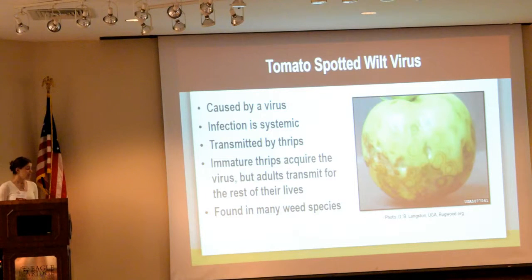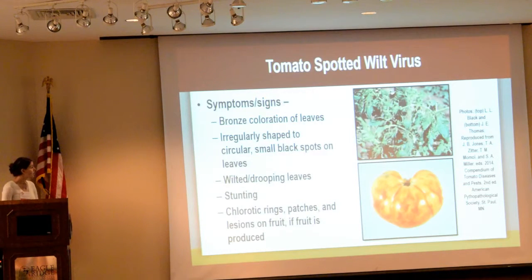Tomato spotted wilt virus, a lot of you knew this disease or were familiar with the symptoms of this. It's caused by a virus. Infection is systemic and it's transmitted by thrips. So it's the immature thrips that acquire the disease, but the adults then transmit for the rest of their lives. And it is found in many weed species. So again, that's one of the things that you can try and reduce by making sure that you don't have any weeds growing near your greenhouse.